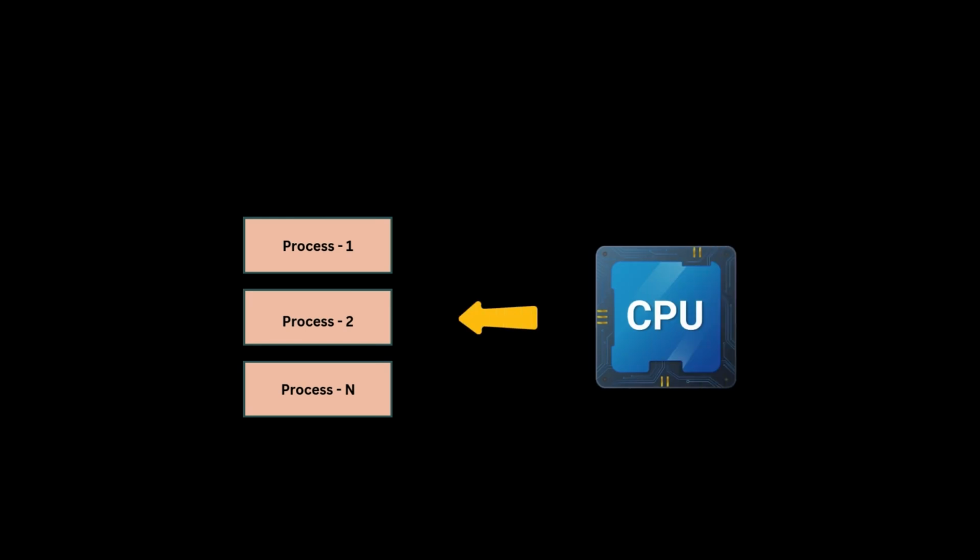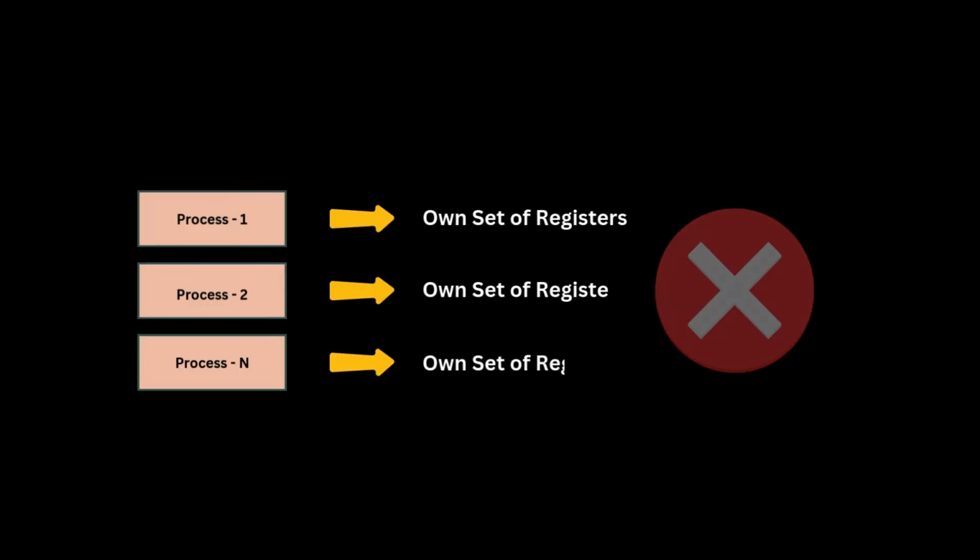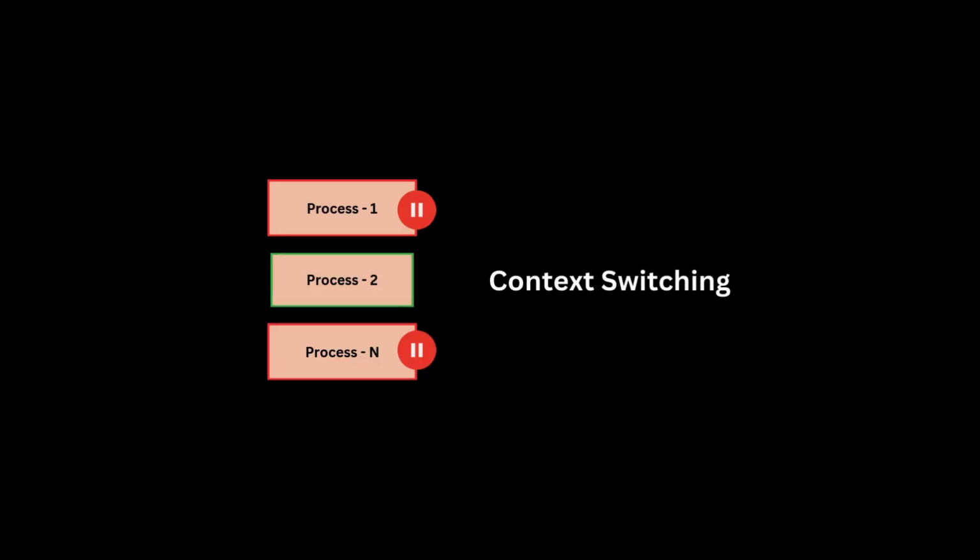Each process in a Linux system has its own memory space. But how do multiple processes share the same CPU? Well, the CPU has a limited number of registers, so it's impossible for each process to have its own dedicated set of registers. So what happens? The Linux kernel manages this by performing something called context switching between processes.